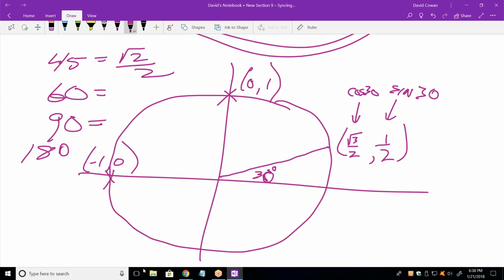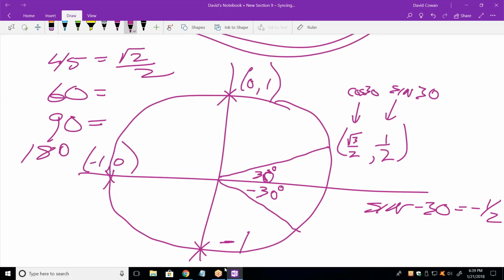So what's the sine of 270? Isn't that just y? So that's just negative 1. What is the cosine of 270? 0. Okay. What is the sine of minus 30? You've dealt with negative angles? Yeah. Isn't that just negative 1/2? Good. Because that's just 330.